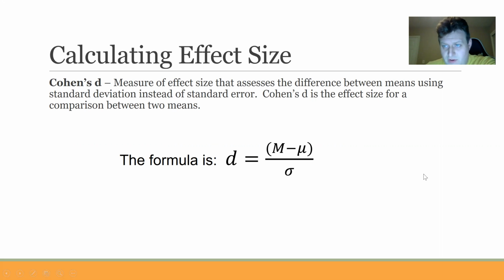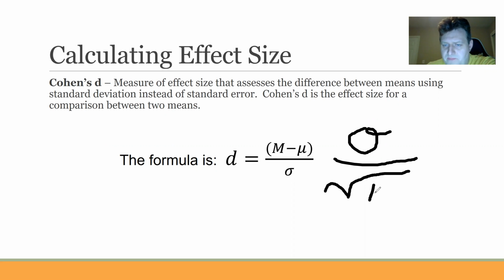Now, this formula should look familiar to you. It's the exact same thing as the formula for a one sample z-test, except instead of having the standard error of the mean in the bottom, which remember, let me get my drawing utensil out. Standard error of the mean is the population standard deviation over the square root of n. So all we've taken out here is the fact that we're dividing the standard deviation by the square root of n. So we're essentially taking out the sample size.